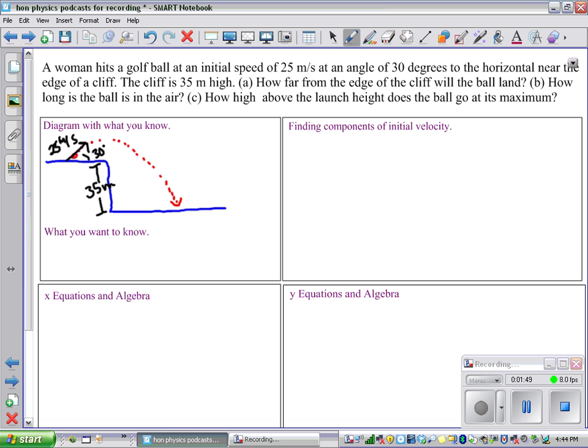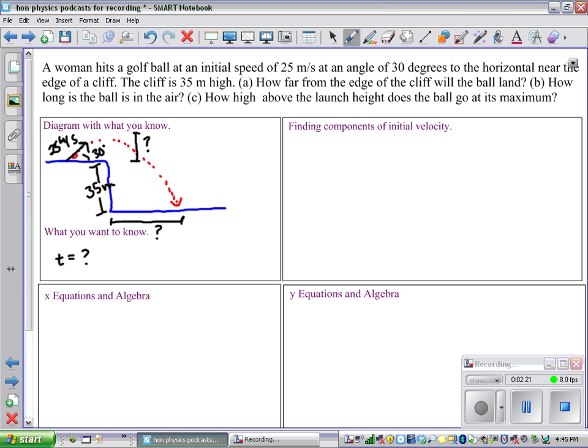How far from the edge of the cliff will the ball land? So this is what part A is asking for. How high does it go above its launch height? So also asking for this. And then the third thing it's asking for is time, the whole time in the air.